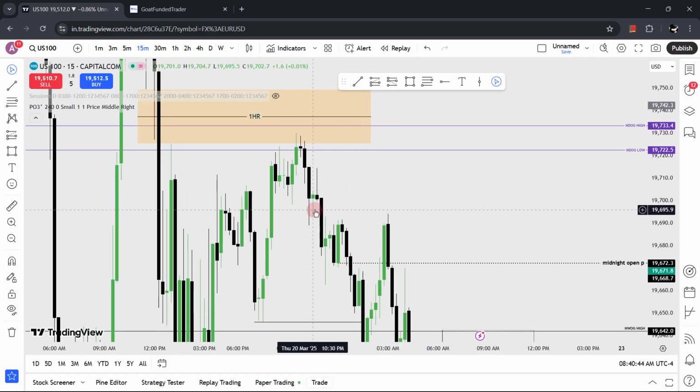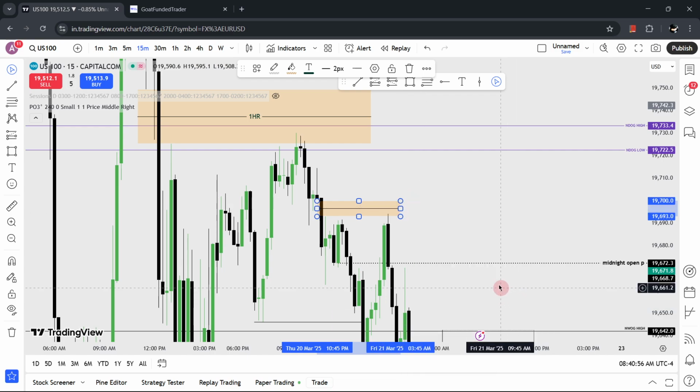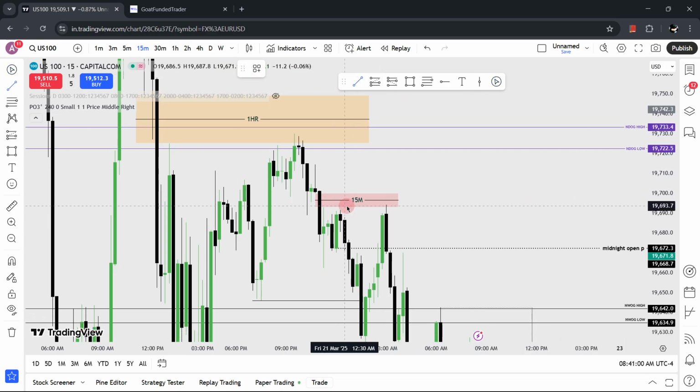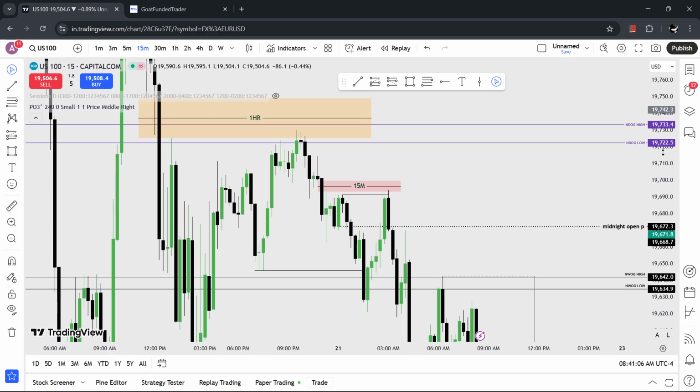So we have this order block here. We have this order block here. We have this 15-minute fair value gap here, and we have these sell stops here. That's what we have till now.